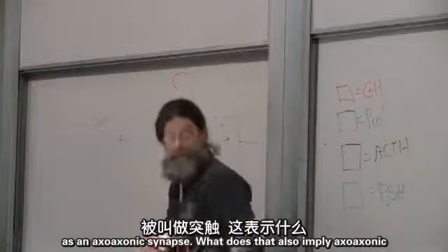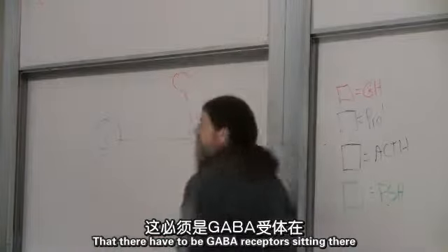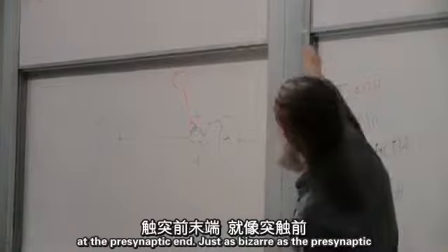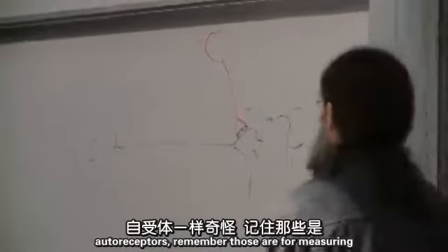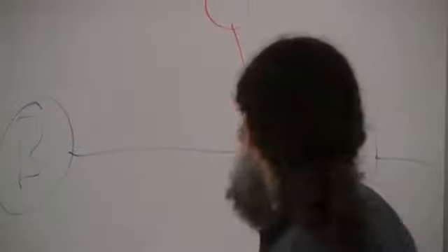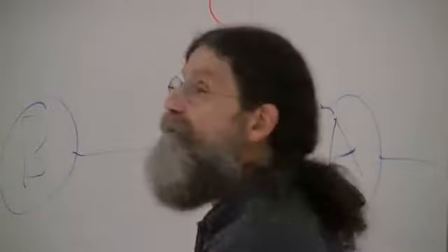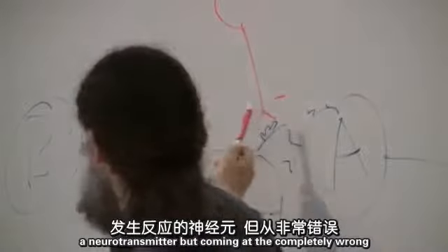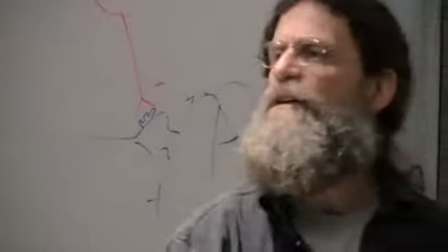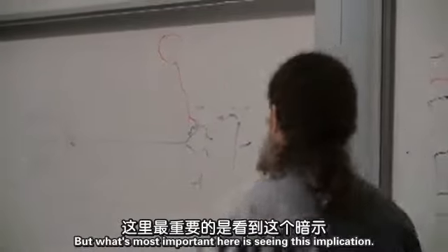What does that also imply? That there have to be GABA receptors sitting there at the presynaptic end. Just as bizarre as the presynaptic autoreceptors, remember those are for measuring the amount of release, bookkeeping stuff. But here, this is perfectly conventional neuronal responding to a neurotransmitter, but coming at the completely wrong end with this weird axo-axonic projection. But what's most important here is seeing this implication.